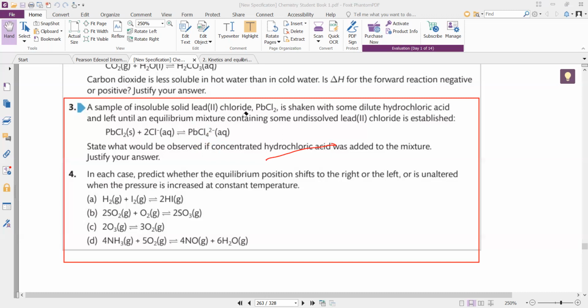Okay, right? No, Asia, look at this. You are adding Cl minus, so the concentration of this increases. Hydrochloric acid is H plus and Cl minus, so more Cl minus is there. In order to reduce the added Cl minus, this goes to this. Correct? Right. Position of the equilibrium favors the right hand side. Therefore, some of the solid lead chloride will dissolve.